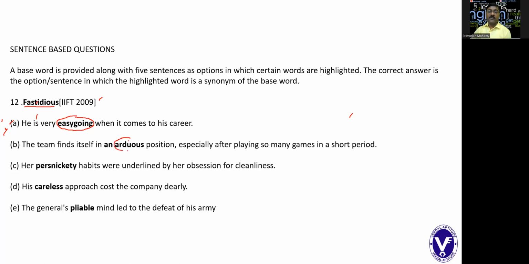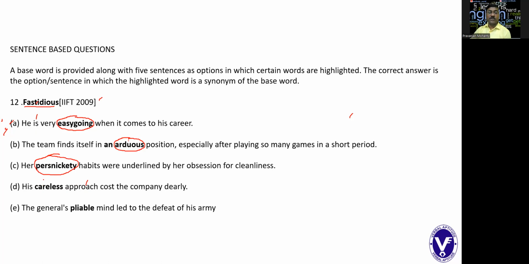It is a tough or a difficult situation that is arduous. Her fussy habits were underlined by her obsession for cleanliness. Now, that seems to be a possible word, because it is someone who is very, very, like, looks into minute things, minute details. So, fussy is one who is very fussy about things. Habits were underlined by her obsession for cleanliness. So, that seems to be a possible word.